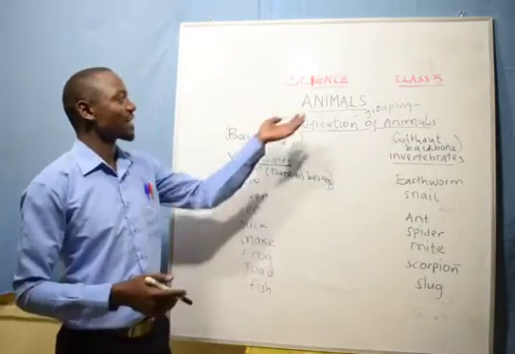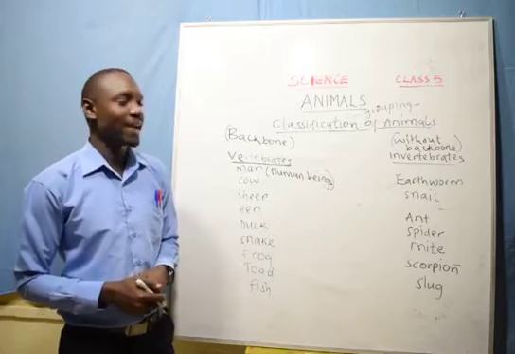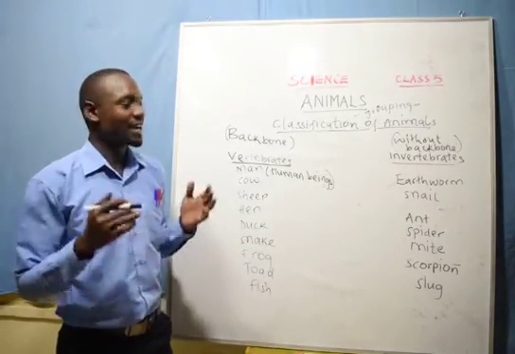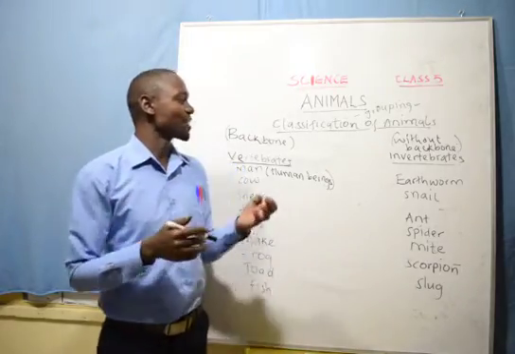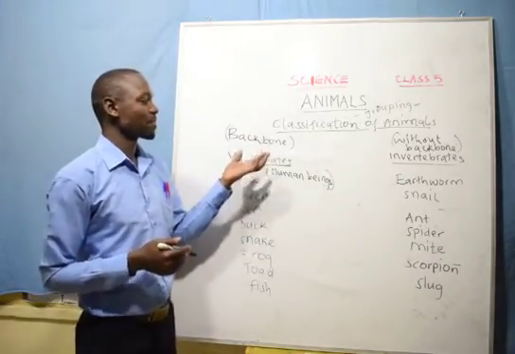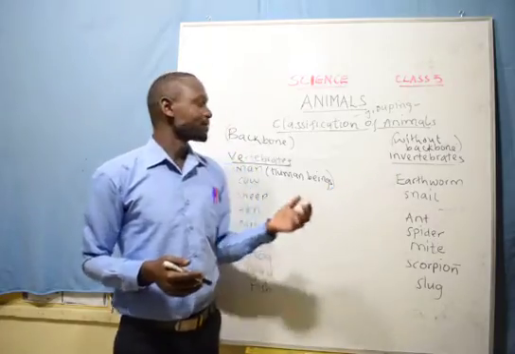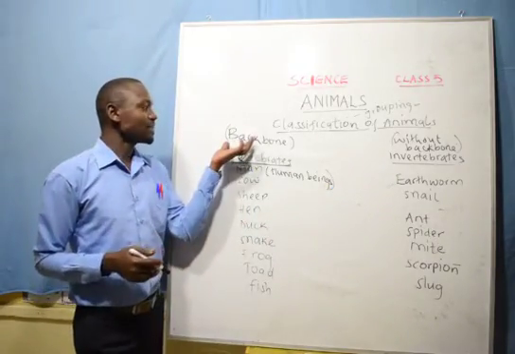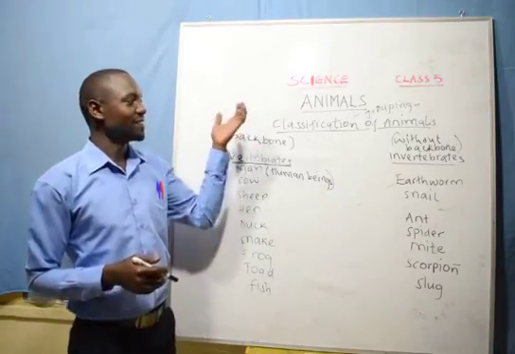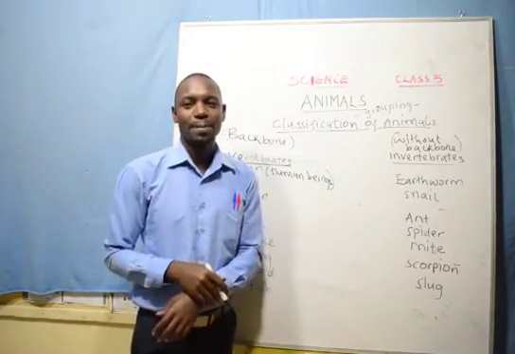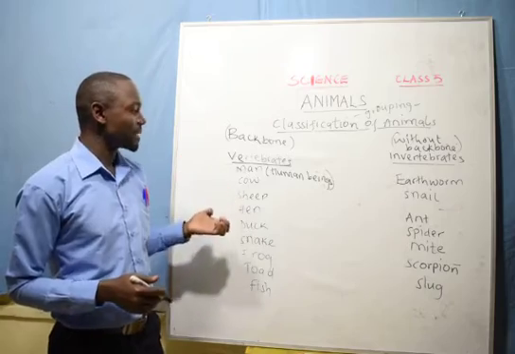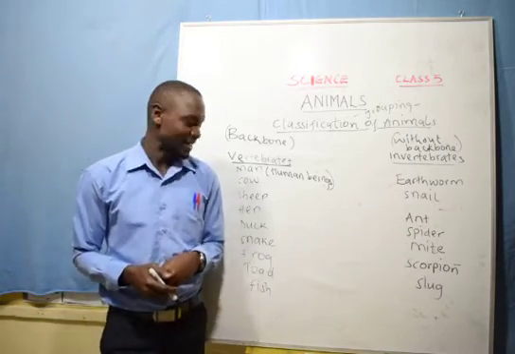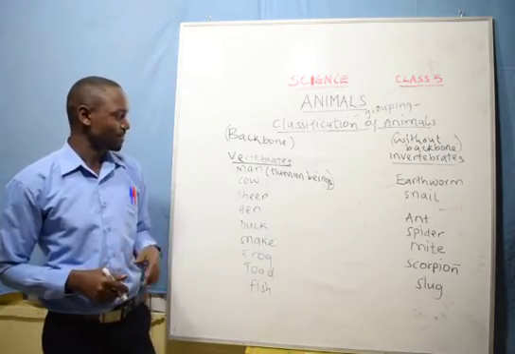So today we have classified animals into two main groups, not wild and domestic, no. We have classified them into vertebrates and invertebrates. I say that vertebrates are animals with backbone. Invertebrates are animals without backbone. So I want us to sing a song on vertebrates and invertebrates. And the song goes like this.